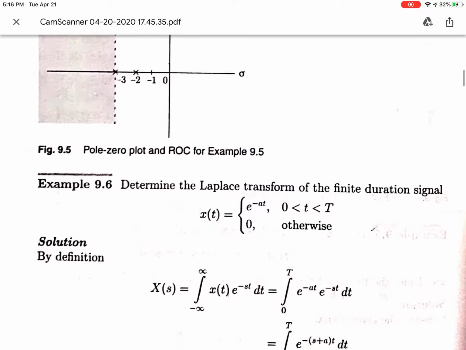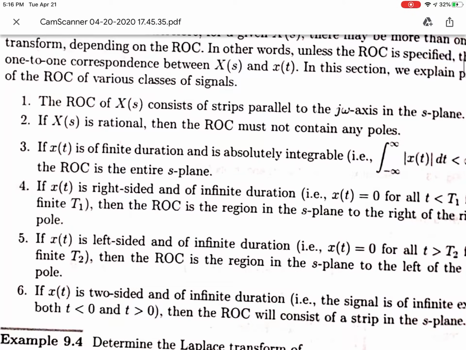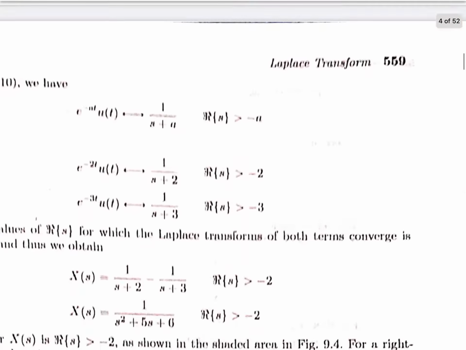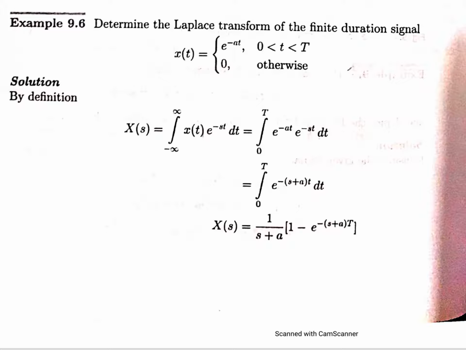According to property number 3 of the properties of ROCs, if x(t) is of finite duration and is absolutely integrable, the ROC is the entire S-plane. So for this given signal, the ROC should be the entire S-plane because it is of finite duration as well as absolutely integrable. Let's check whether it has the ROC of the entire S-plane or not.